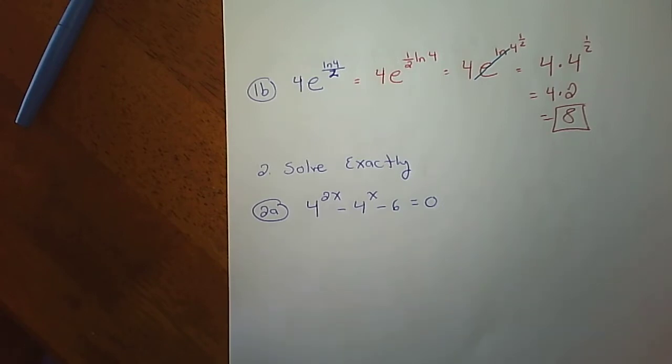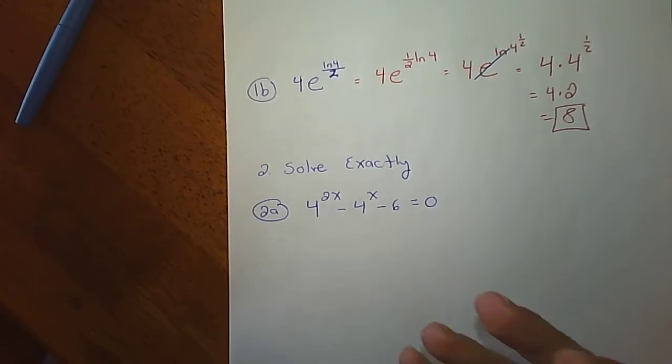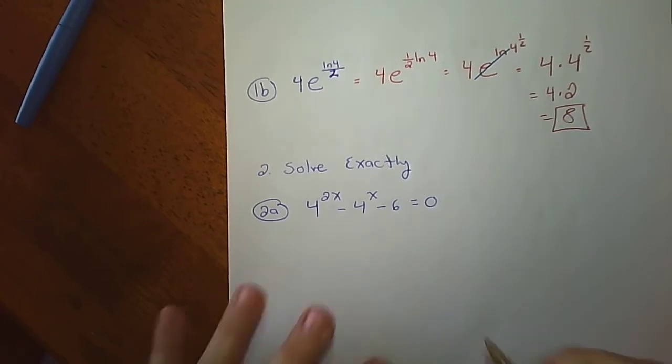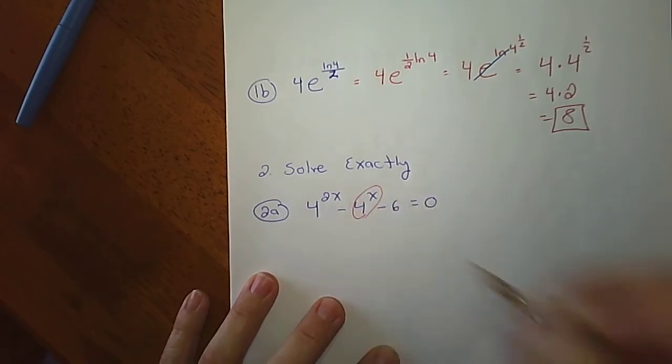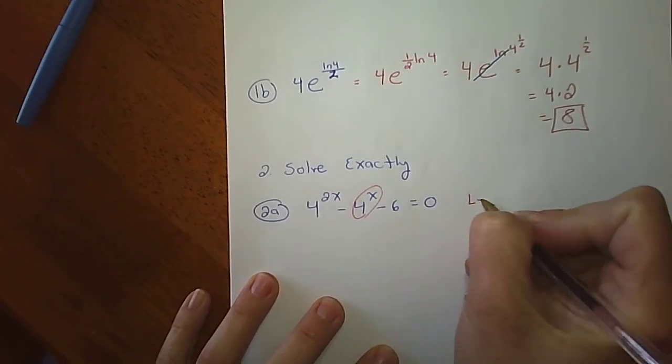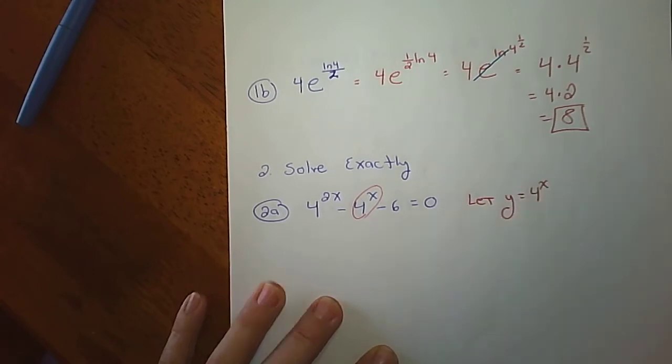So let's take a look at this one. Now, what jumps out at me is we have a 4 to the 2x here and a 4 to the x. This is what I'd call a quadratic in disguise. And what controls the question is always this guy. This is what your let statement is always going to be. So I'm going to let y equal 4 to the x.